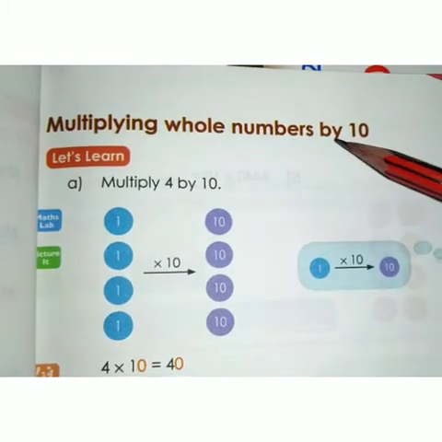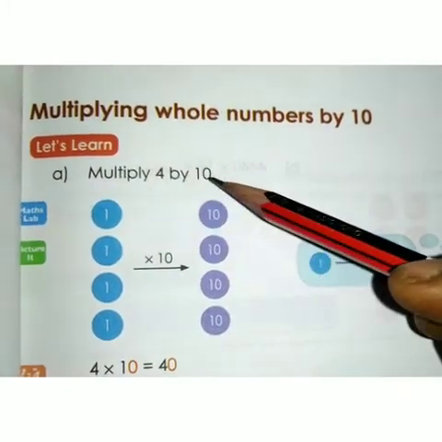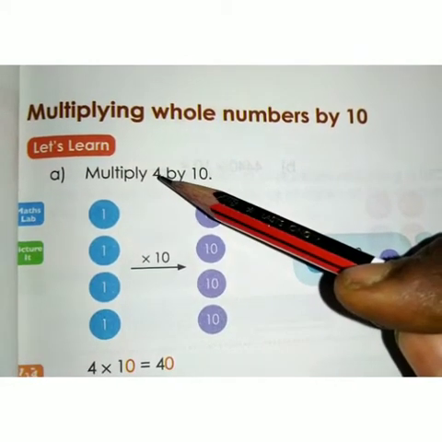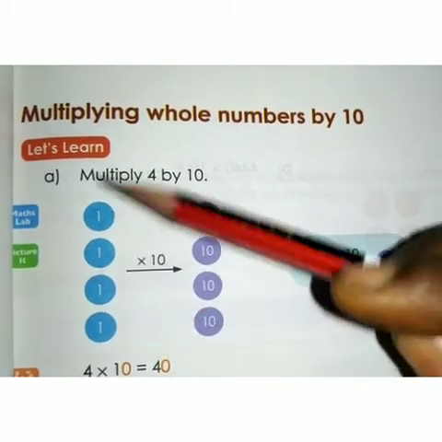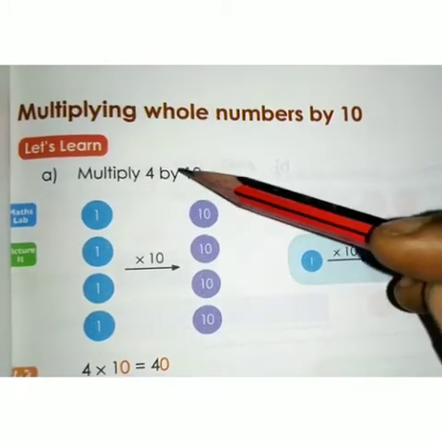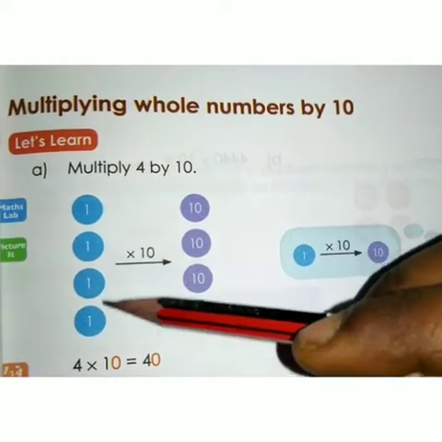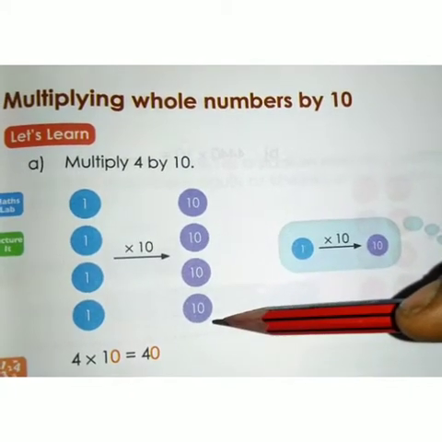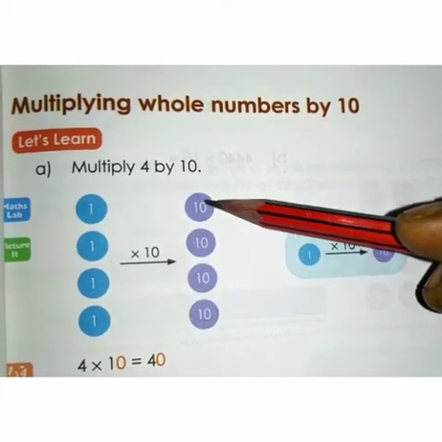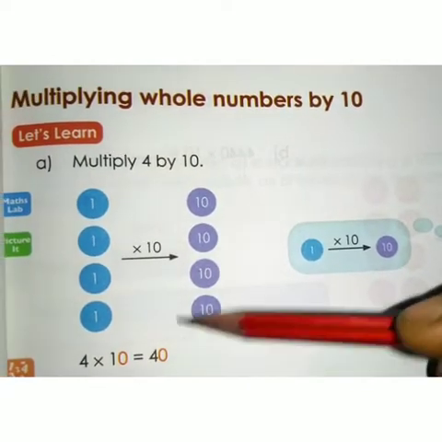Multiplying whole numbers by 10. Look at the first problem. Multiply 4 by 10. Consider 4 as 1, 1, 1, 1, 4 times. Now it will be multiplied by 10. So multiply each one value by 10. So 1 tens are 10, 1 tens are 10, you get 4 times 10. So if you add these 4 tens, you will get the answer as 40.